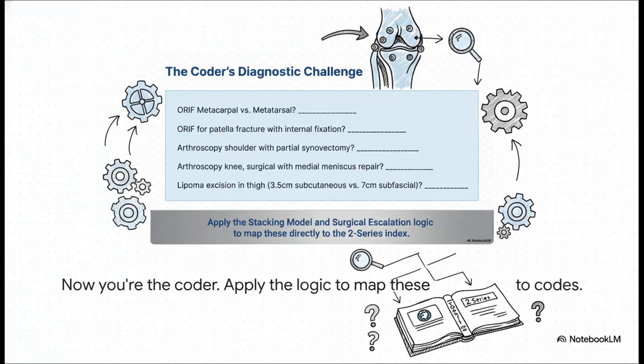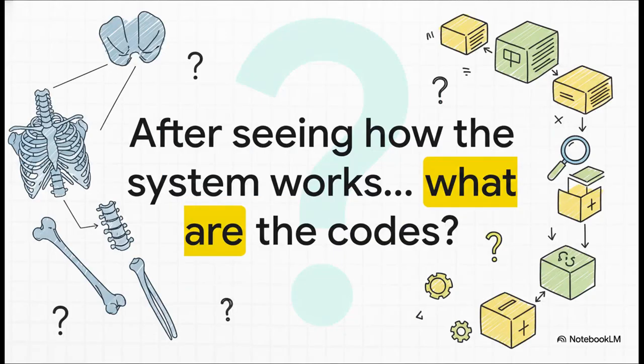So take a look at this list. You've got an ORIF, that stands for Open Reduction Internal Fixation, of a patella fracture. You've got an arthroscopy of the shoulder. These are real diagnostic challenges, and using the logic of escalation and stacking we've just talked about, every single one maps to a specific answer in the playbook. You've just gotten a peek behind the curtain into this incredibly systematic, logical world of medical coding. It's not magic, it's a playbook. So now the only question left is, after seeing how the system works, what do you think the codes are?